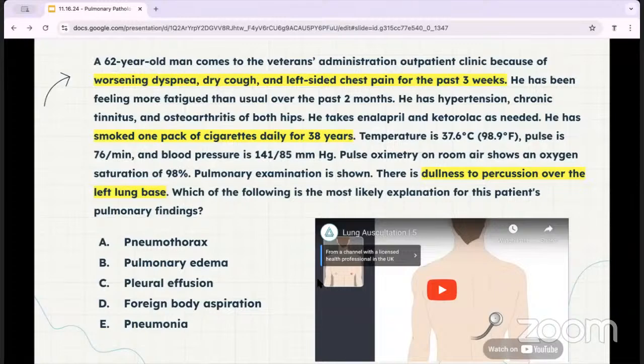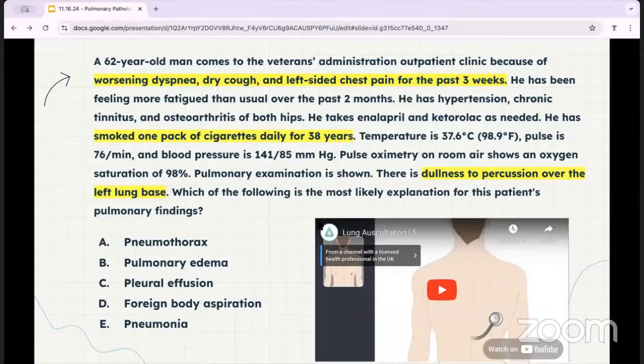Option B, pulmonary edema. Pulmonary edema generally presents bilaterally due to heart failure or volume overload, and that causes bilateral crackles on auscultation, not unilateral findings. And this is unlikely in this patient with localized symptoms and findings.